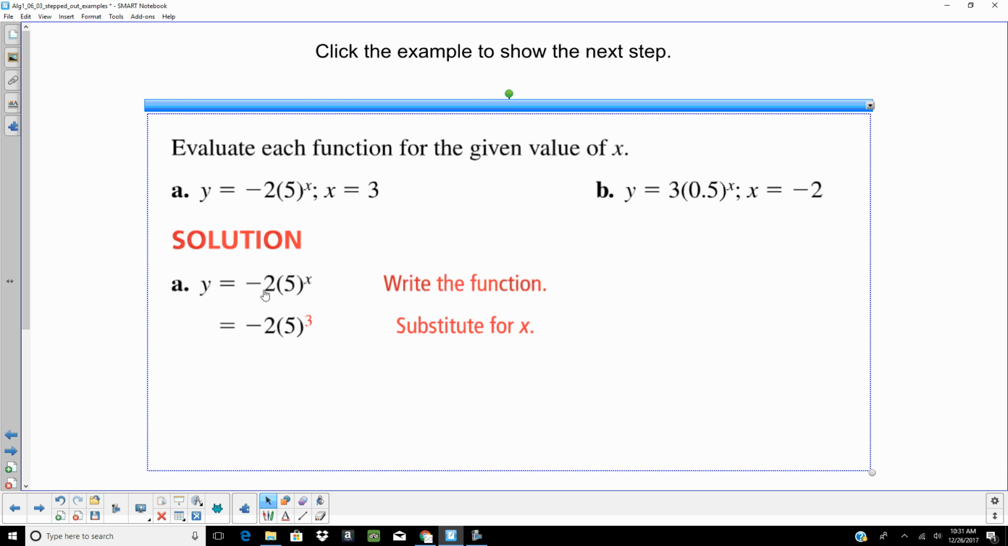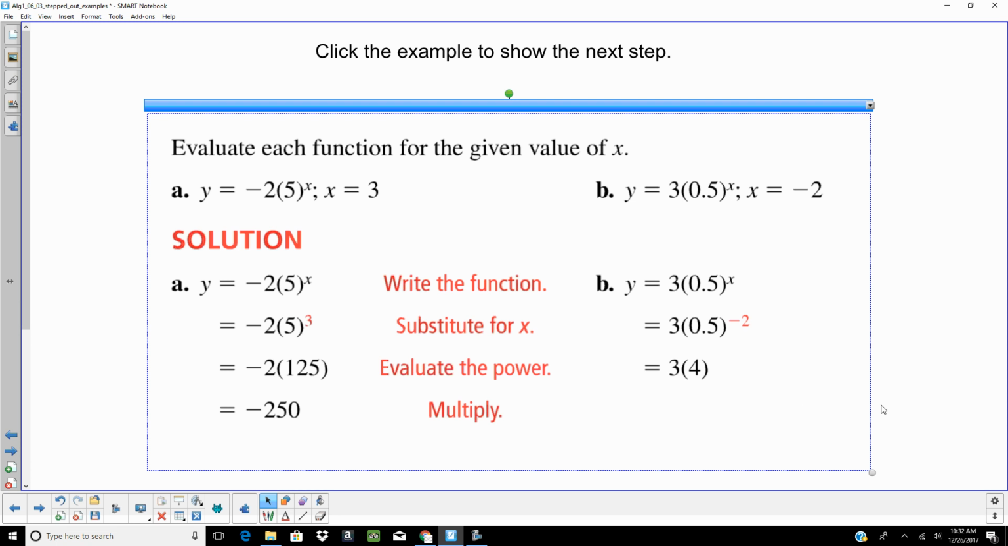Don't multiply the -2 and the 5 first. Order of operations are important. Evaluate the power first and then multiply, and you get -250. So on the second one, you're going to take 3 times 0.5 to the -2. You could use your calculator to figure that out, and you're going to get 12.